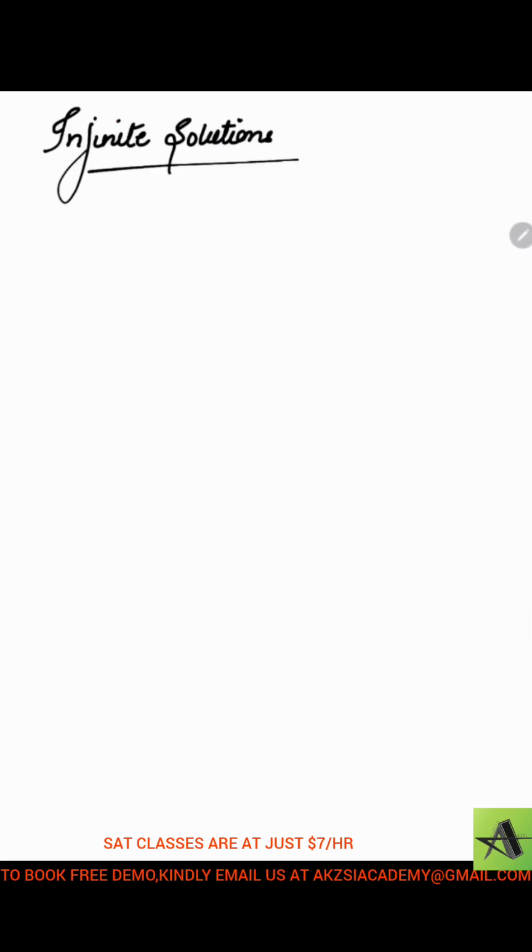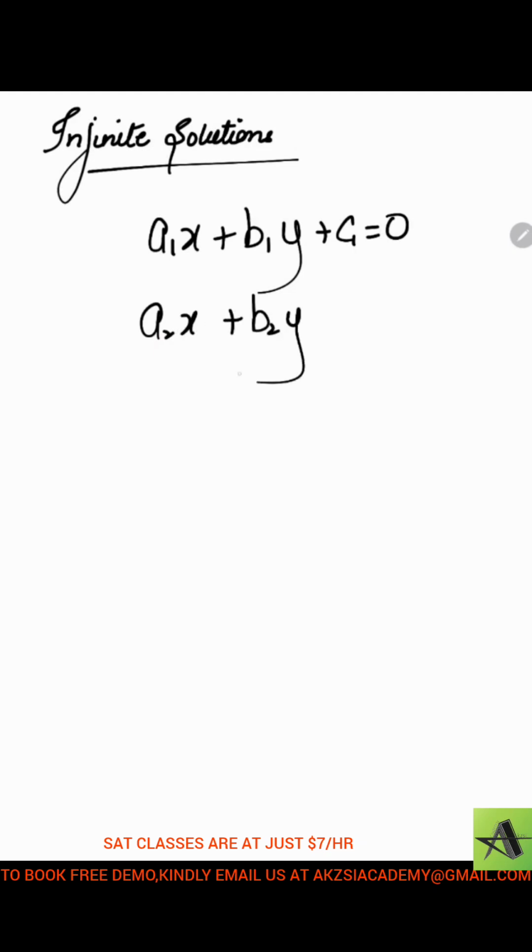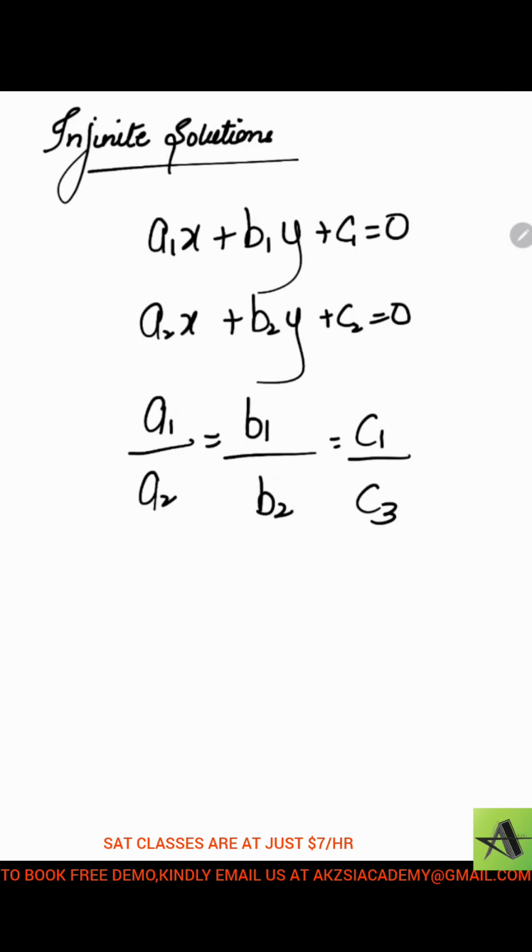For infinite solution, let's take the same: a1x plus b1y plus c1 equals 0, a2x plus b2y plus c2 equals 0. We have two different equations. And then we have to find the ratios of a1, a2, b1, b2 and c1, c2, and they bear this relationship that their ratios should be equal to each other. You have to find the ratio of each one of them and see whether they are equal or not, and if they are equal, definitely it's a case of infinite solution.